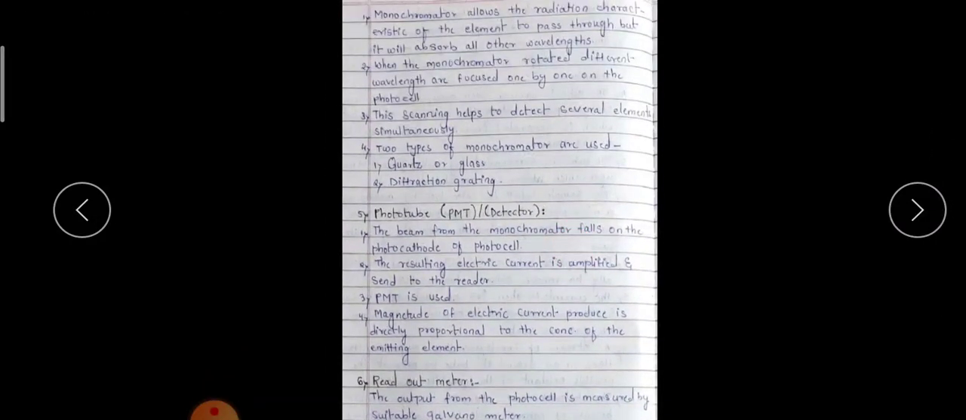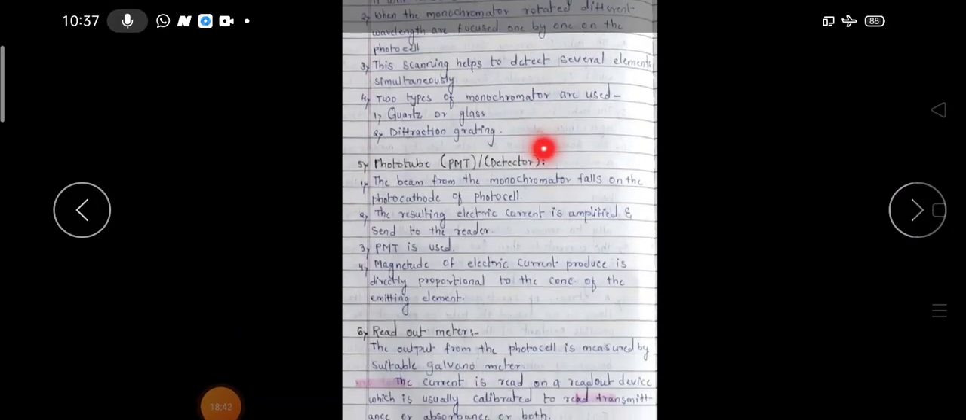Are you getting this point? Got this point well? Any query? Any doubt?